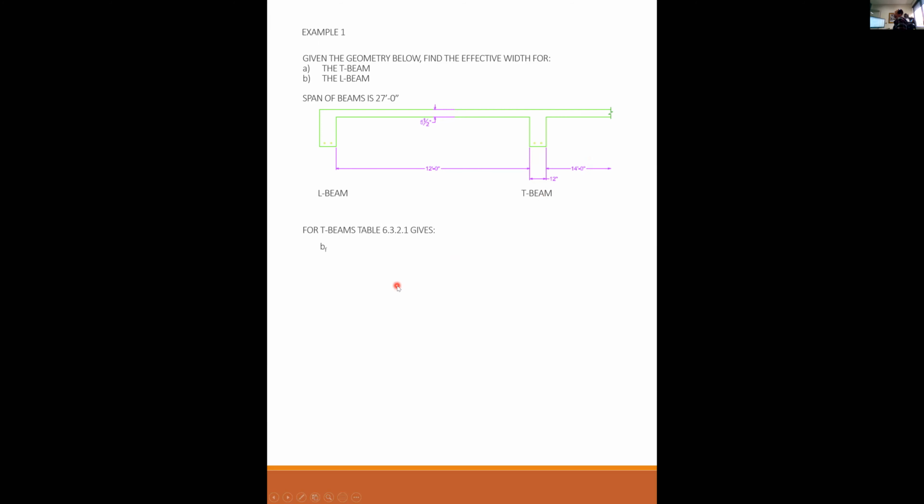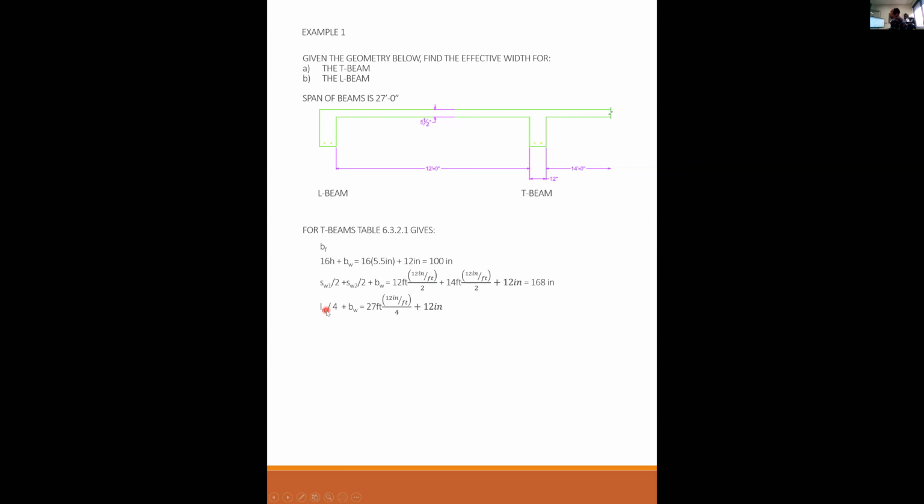So for the T-beams, we have 16h plus bw, or 16 times 5.5 plus 12 is 100 inches. Or half of the clear spacing on one side plus half of the clear spacing on the other side plus the beam width. So I have 12 times 12 inches per foot over 2 plus 14 times 12 inches per foot over 2 plus the beam width of 12, 168.